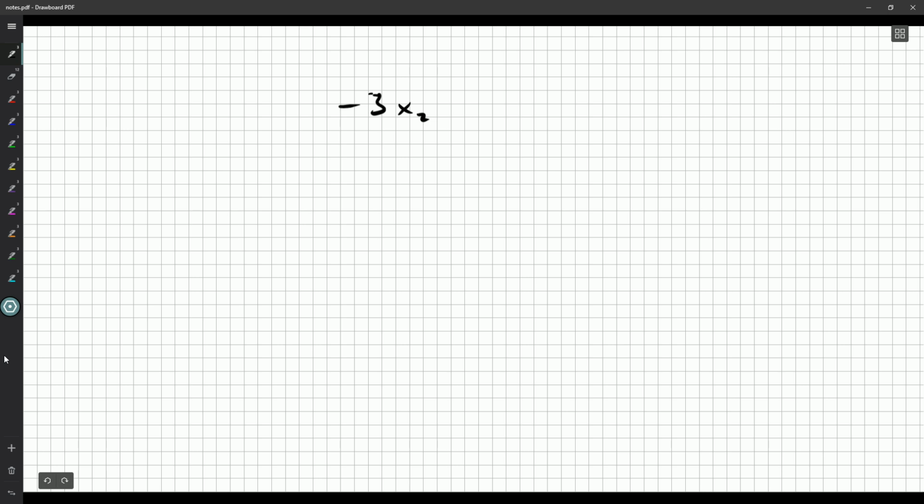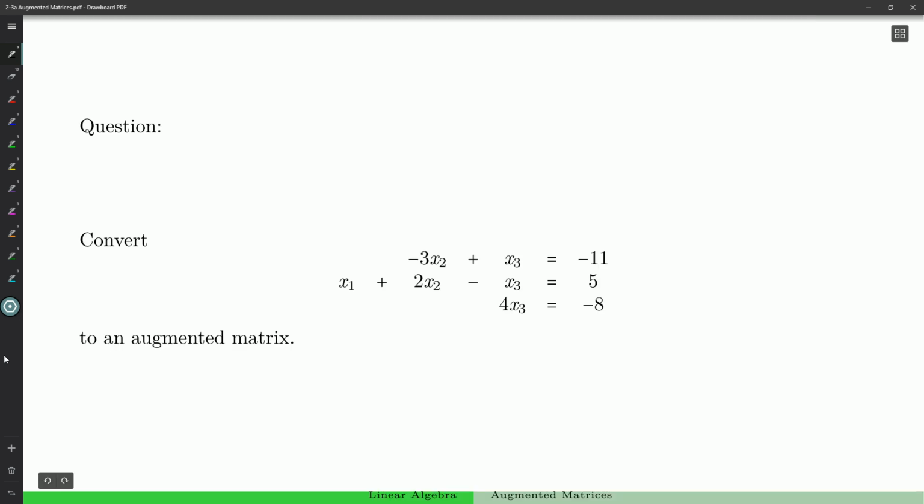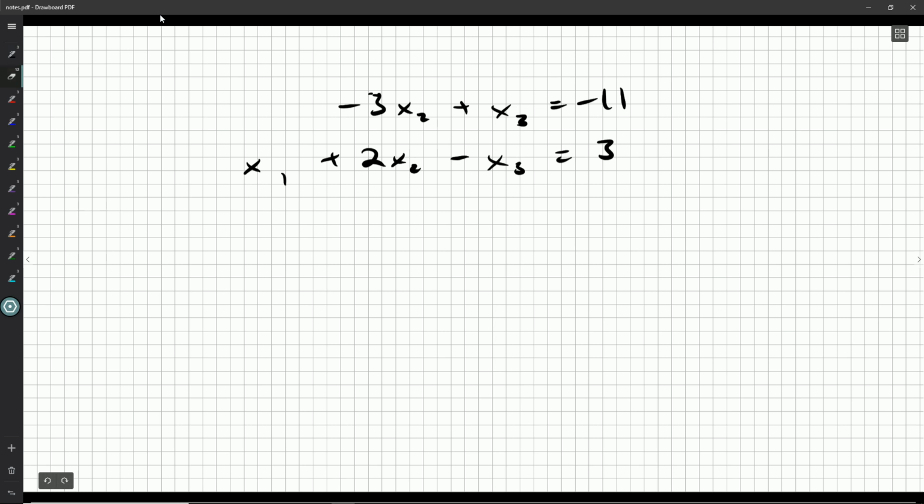And there are no x1s in the first equation, but it's minus 3 x2s, and plus an x3 and negative 11. x1, 2x2 minus x3 was equal to 3, I believe. Just quickly double check. Is equal to 5, my mistake. And then 4x3 equals negative 8.